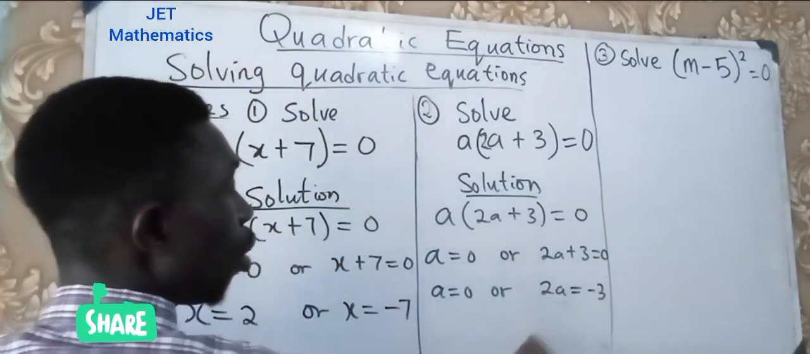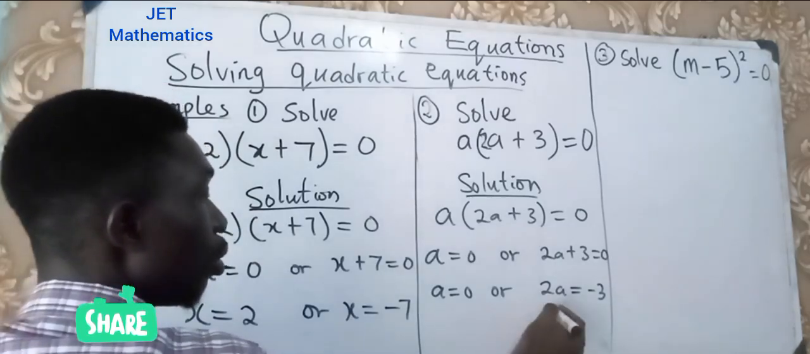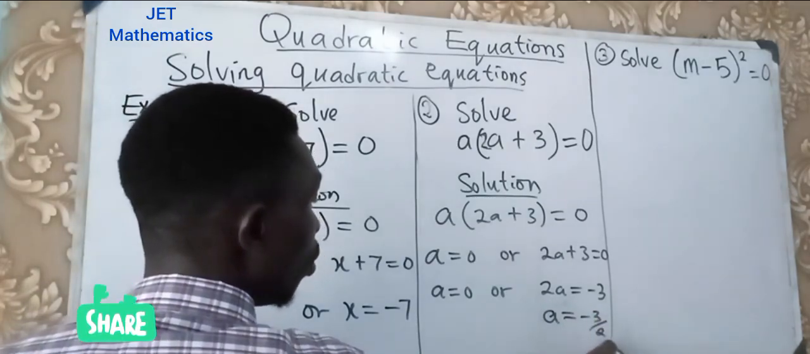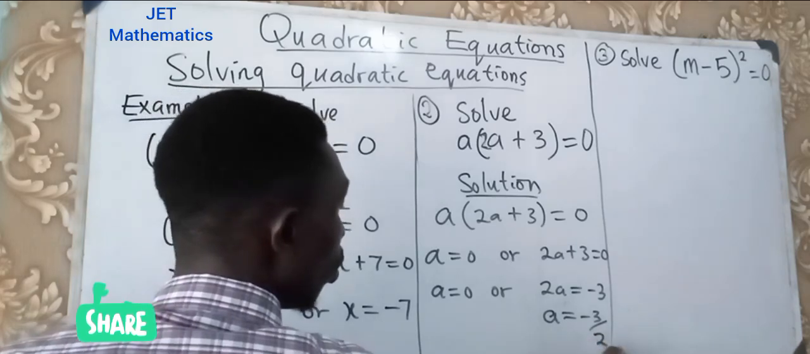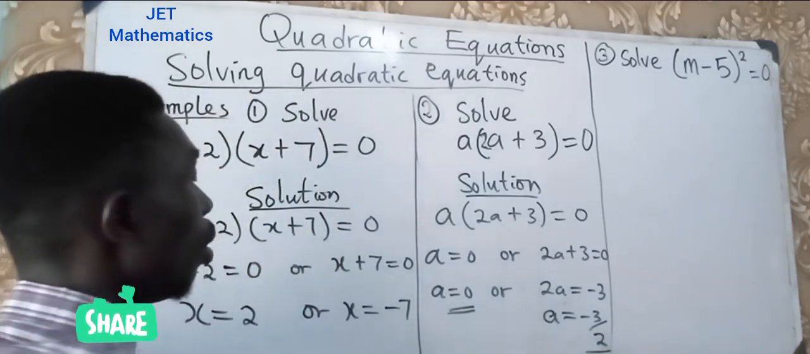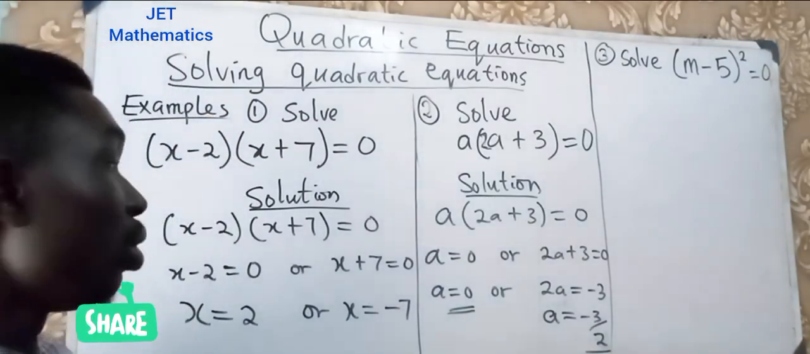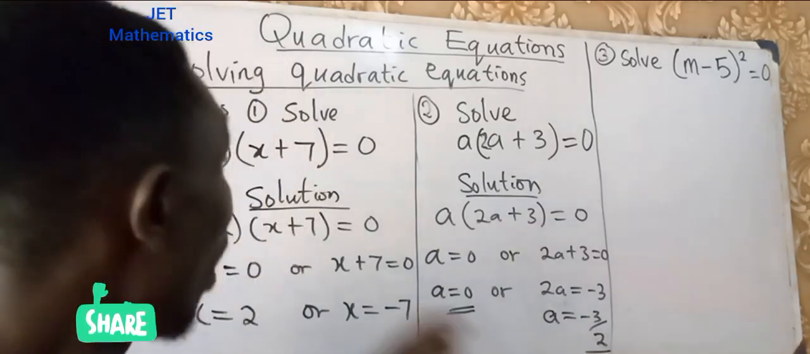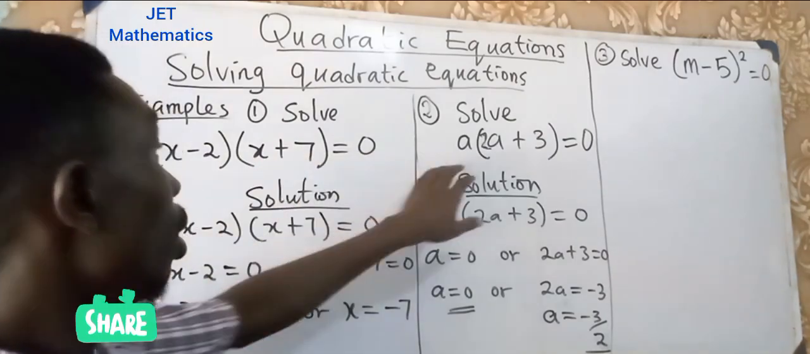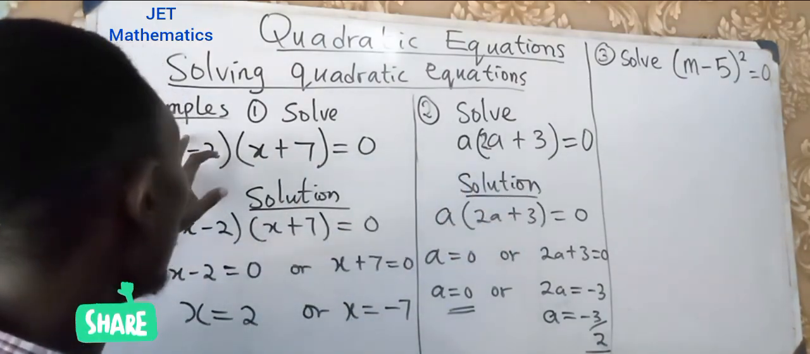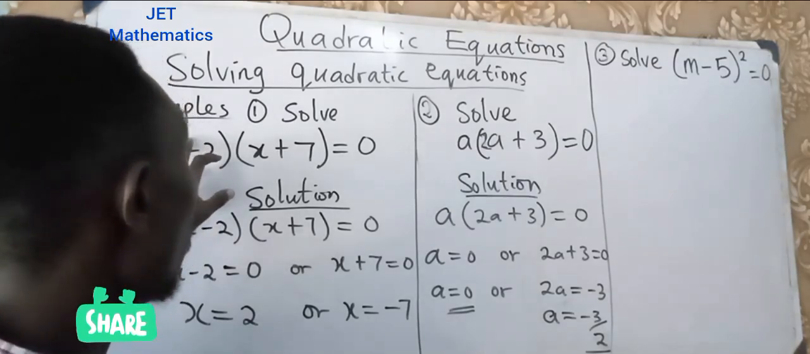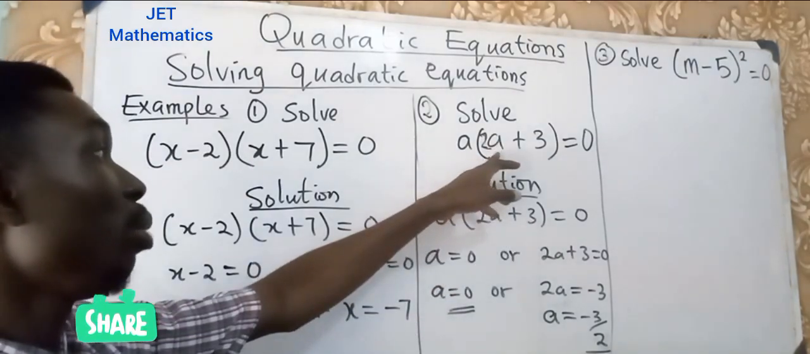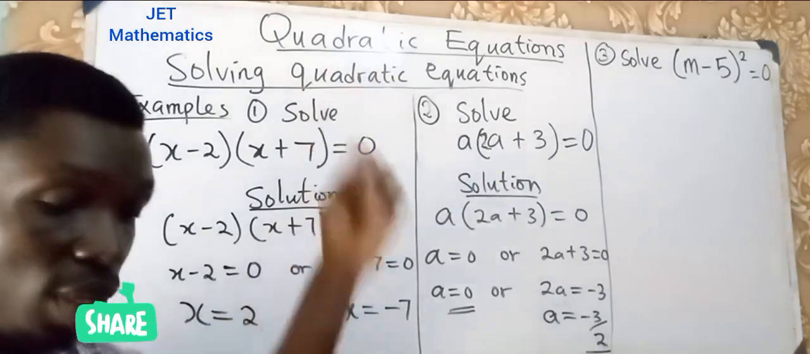And then divide through on both sides by 2, we are going to say a is equal to minus 3 over 2. So these are the two zeros of this quadratic equation. Alright, remember, if you expand these equations, the degree of the equation will be 2, raised to the power of 2. The variable a will be raised to the power of 2, the highest degree.